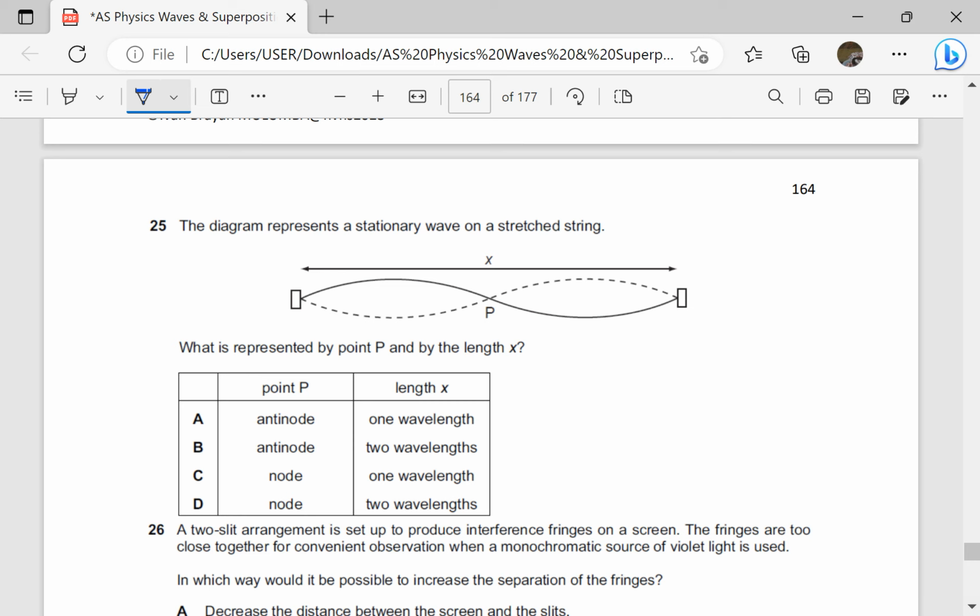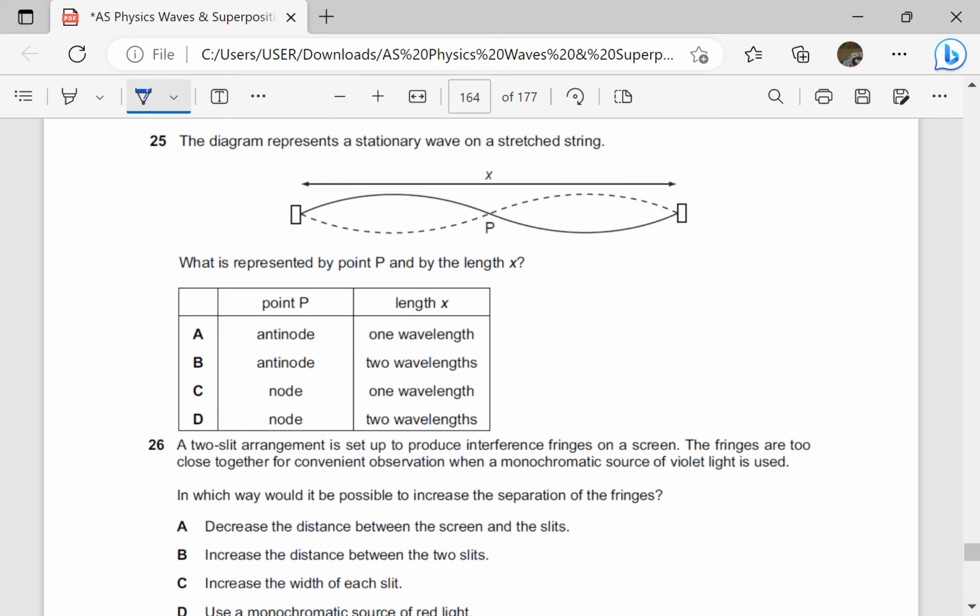The diagram represents a stationary wave on a stretched string. What is represented by point P and by the length X? Point P is most likely going to be a node, not an antinode. The length X is the distance between a node and the next node, and I think that is one wavelength. So this is going to be a node and one wavelength. So this is C.